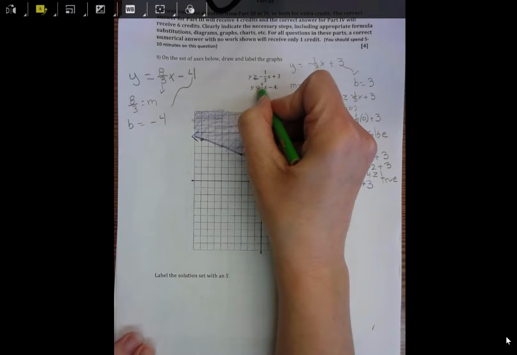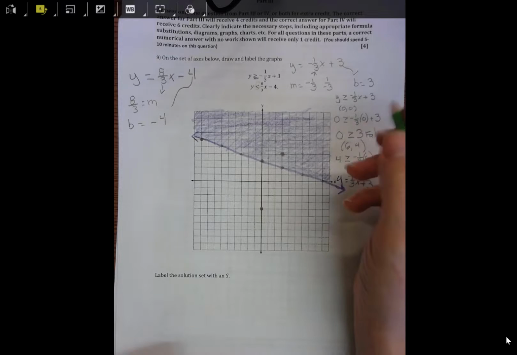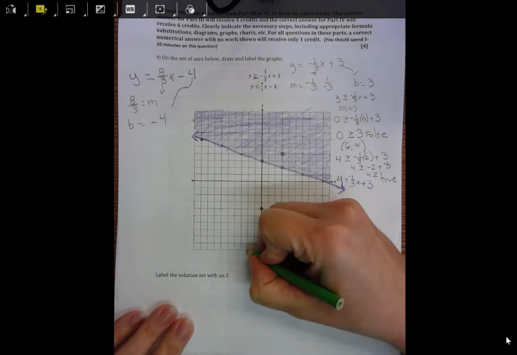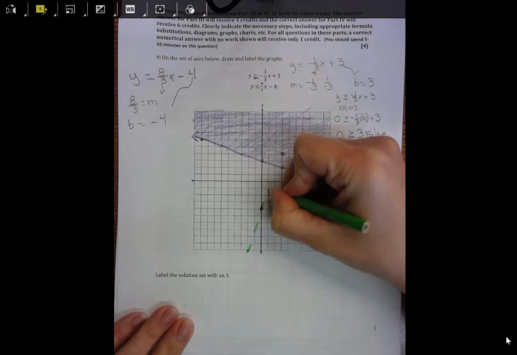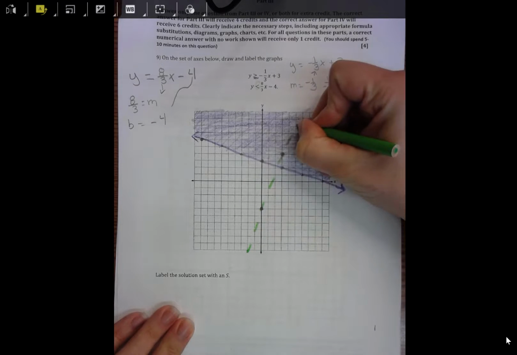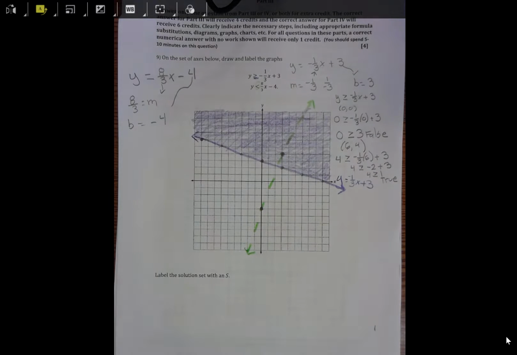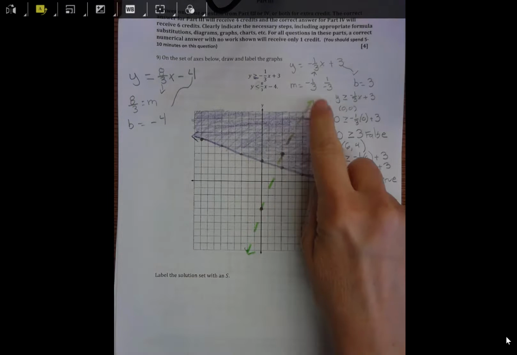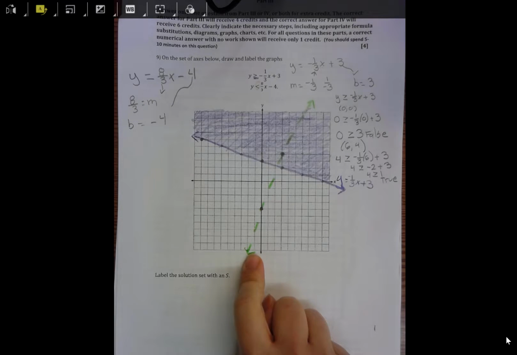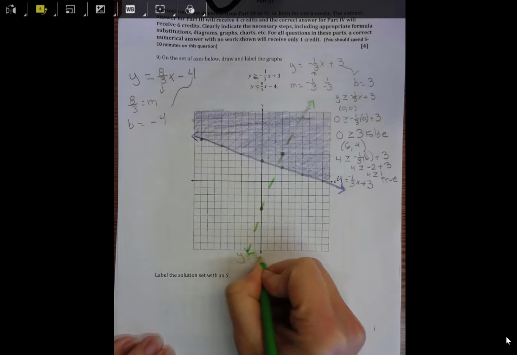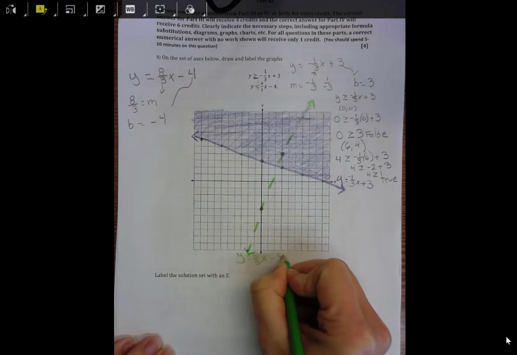This inequality is y is less than, so it's going to need a dashed line. So I'm going to draw a dashed line through these points, and of course if I had a ruler, I could make sure I line it up with the ruler. I included arrows since these are lines and not line segments. I'm going to label this plane divider. This would be the line y equals 8/3 x minus 4.